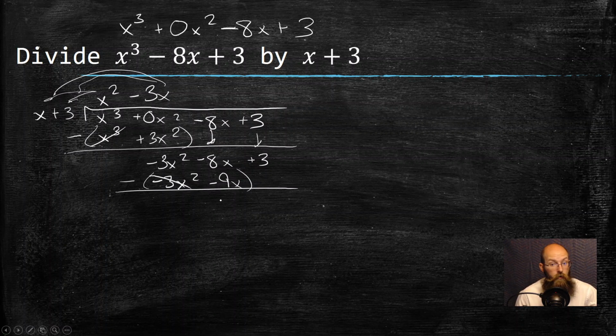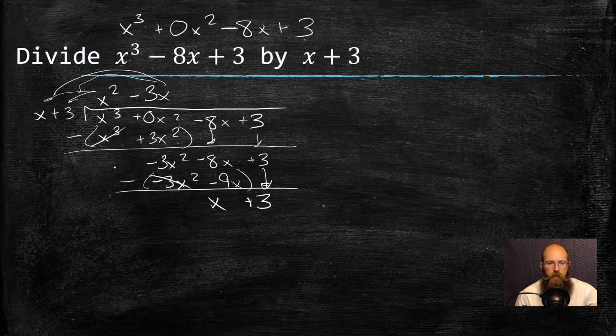3x squareds cancel. Good, they should. If not, something's wrong. Negative 8x minus a negative 9x, so double negatives, and that means I'm adding. So negative 8 plus 9 gets me positive x. And the 3 comes down.